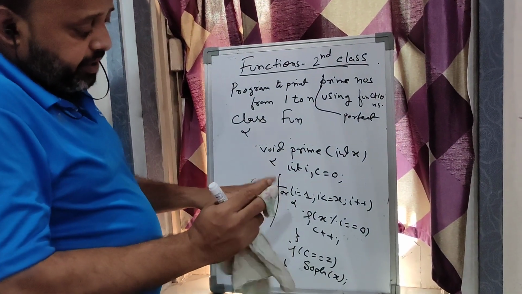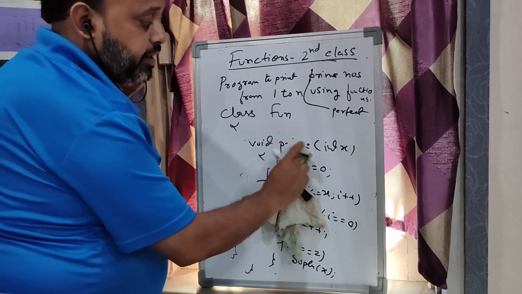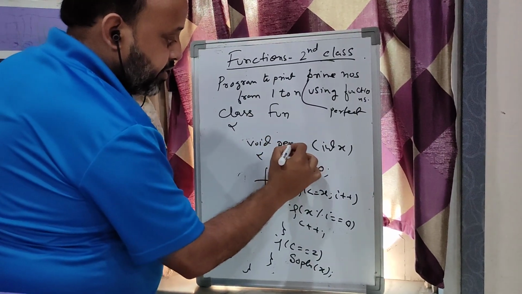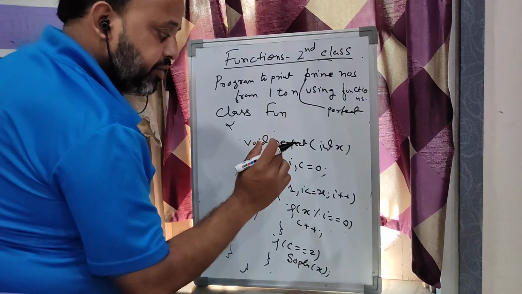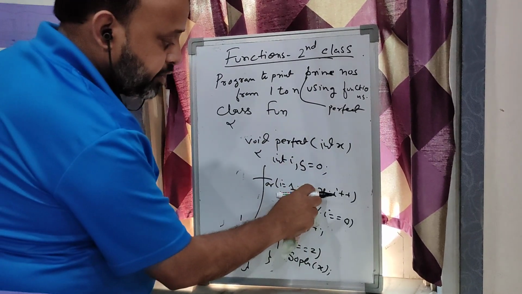So second part I am running here only. I am just converting this into perfect function. See, the prime, it became perfect, or whatever name you want to give. This, see, I am using S. I am removing this equals to.